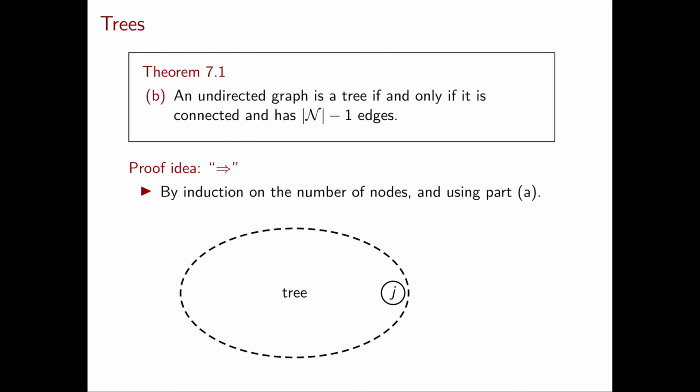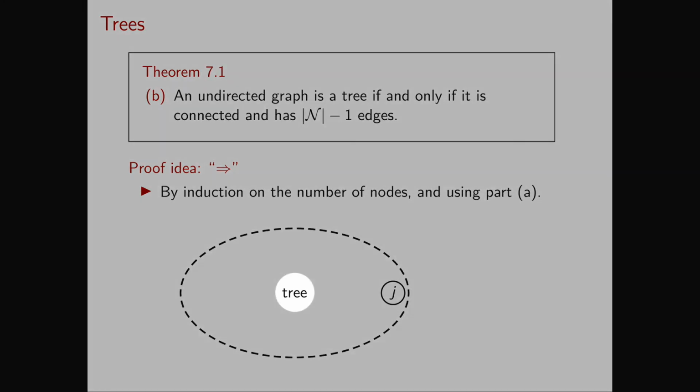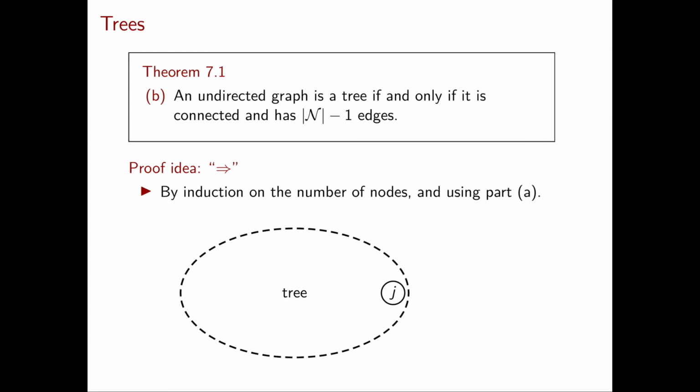So we have shown that our new graph, obtained by removing the node I, has no cycle and is connected. Therefore, we have shown that it is a tree. Now this new tree has one fewer node than the original tree.